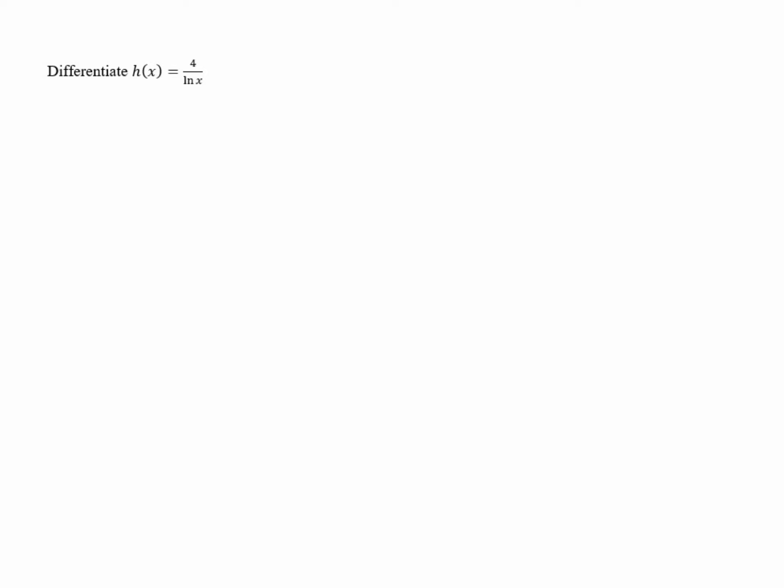Differentiate h of x equals 4 over ln of x. Now, we could use the quotient rule here, and you're more than welcome to do that, but I am going to rewrite this as 4 times ln of x raised to the negative first power, and I'm going to use the chain rule here, which I think is going to be simpler than the quotient rule.